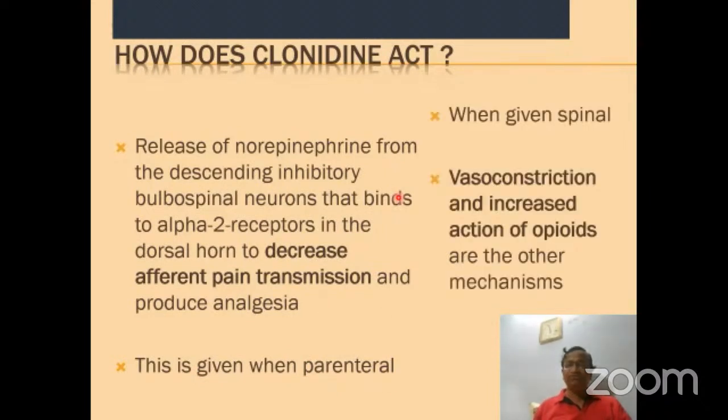What does it do when we give it spinally? It increases the action of opioids. It causes vasoconstriction. This is more of an action when we give clonidine into the spinal, while when we give it parenterally, it is the alpha 2 receptor that decreases afferent pain.